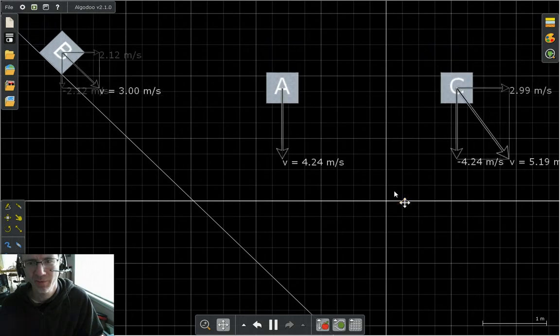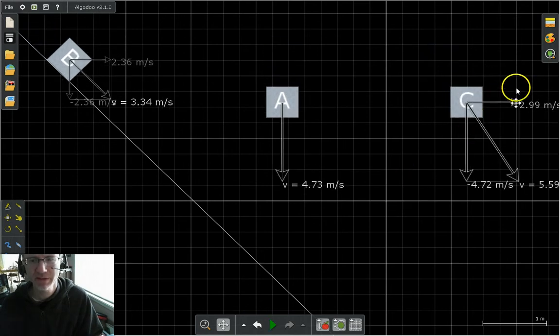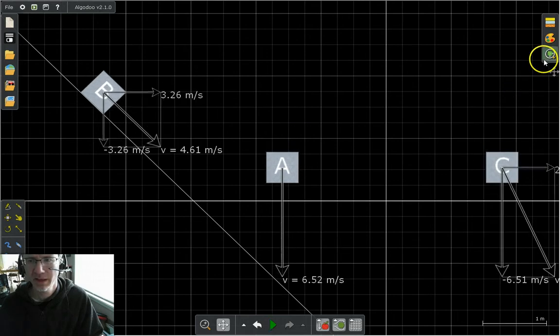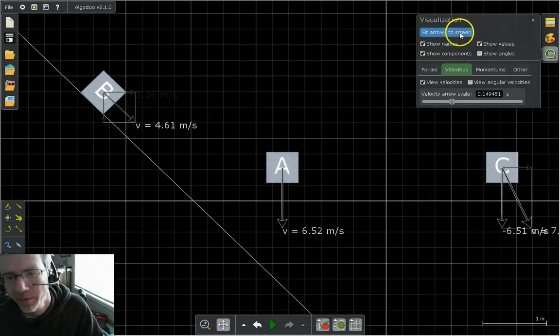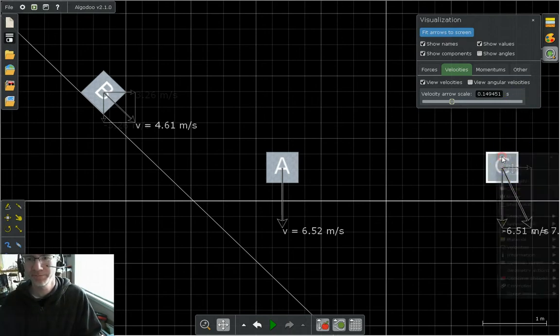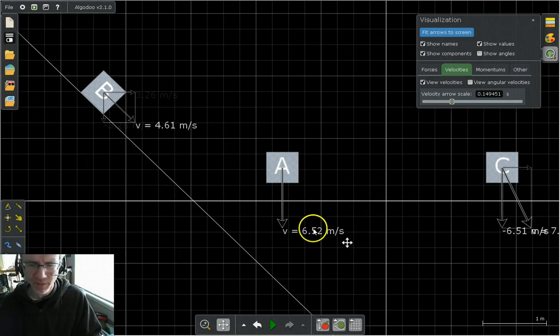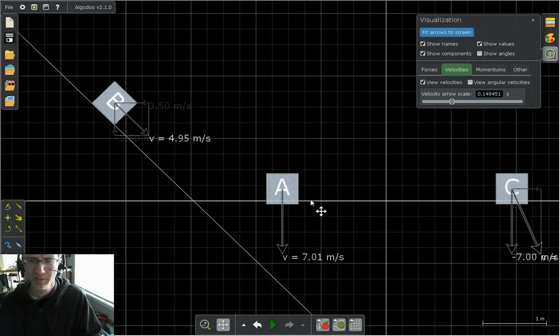So when it finally hits the ground here, and I can make the velocity show up on the screen. When it finally hits the ground over here, it's got a velocity that is almost 7.2 meters per second, which is greater than block A by quite a bit.